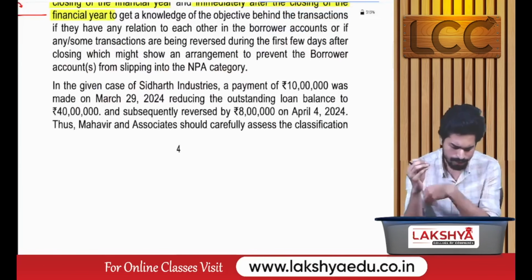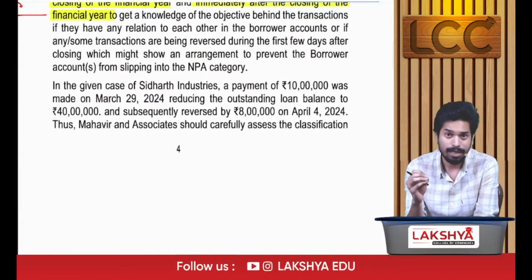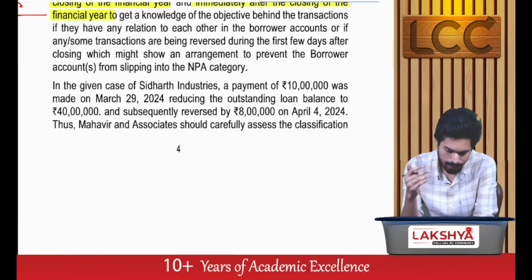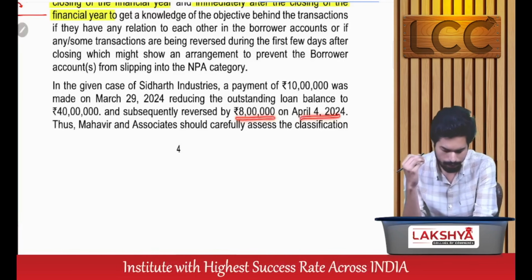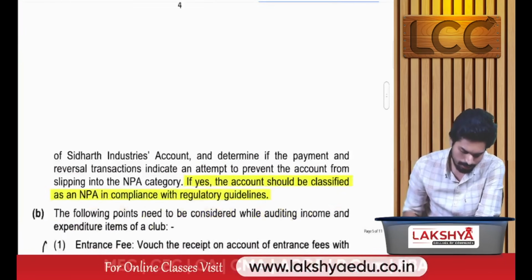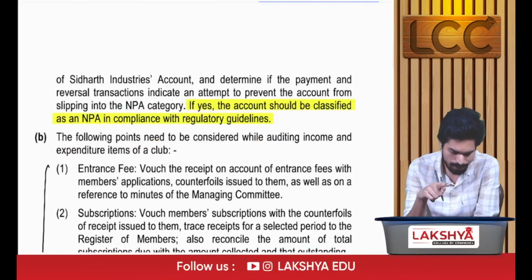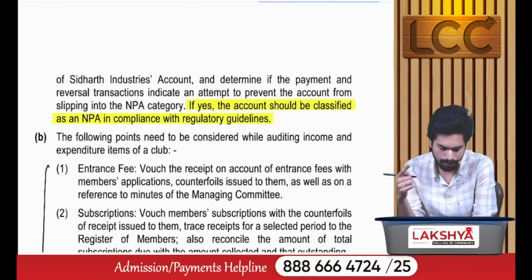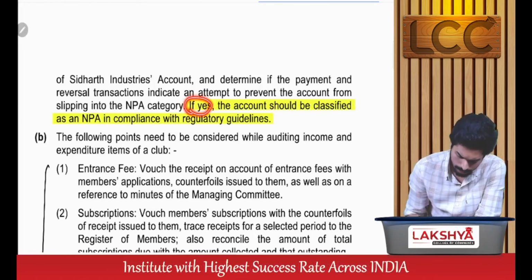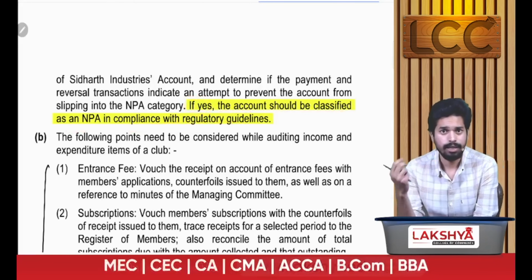Now in the given case, Siddharth Industries, a payment of 10 lakh was made on March 29, 24, reducing the outstanding balance to 40 lakh and subsequently reversed by 8 lakh on 4th April 24. Thus, Mahavir and Associates should carefully assess the classification of Siddharth Industries account and determine if the payment and reversal transactions indicate an attempt to prevent the account from slipping into the NPA category. If yes, the account should be classified as an NPA in compliance with the regulatory guidelines. Done.